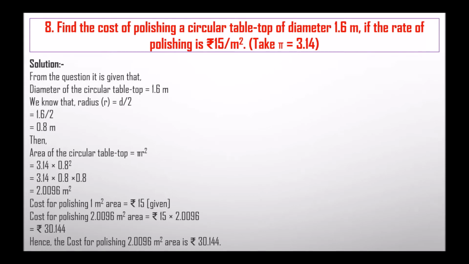Area of circular tabletop equals pi r square. So 3.14 into 0.8 square. So 3.14 into 0.8 into 0.8, that is 2.0096 meter square. Cost of polishing 1 meter square area equals 15 rupees. So cost of polishing 2.0096 meter square, we will multiply it with 15, so we will get 30.144. So rupees 30.14 cost is required for polishing 2.0096 meter square.